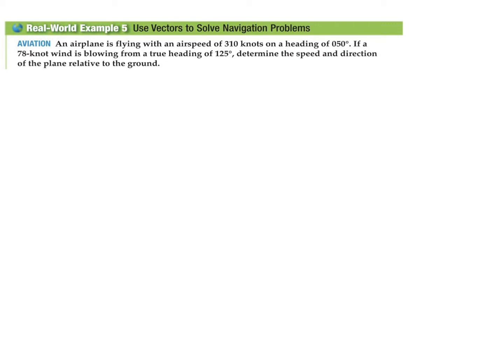So I'm going to go ahead and draw my axes out. I see that it's going 50 degrees, so I'm just going to draw north and south on that right there. So it's going at 310 knots at a heading of 50 degrees. So it's going to be a little bigger than halfway from the north. We'll call that 310. And that's 50.